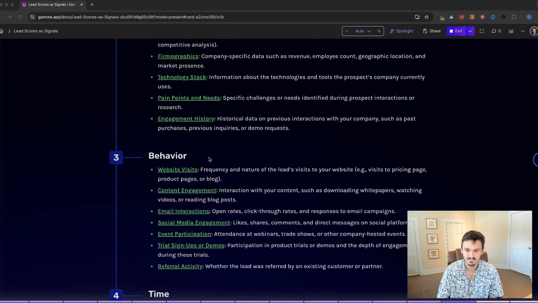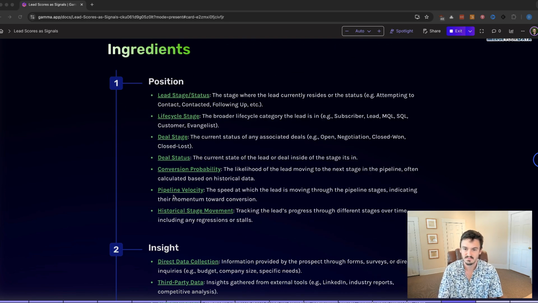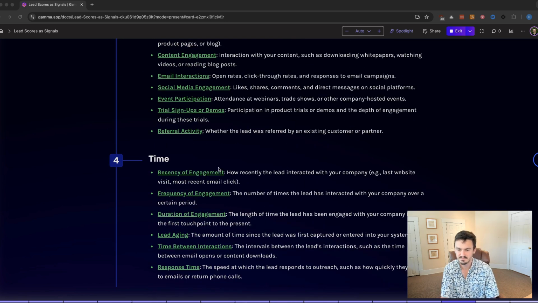So this can be a little confused with position categories, but time is specifically related to how long they've been in certain positions. That's pretty much the summary, I guess. Position would be where they're actually at in a timeline or in some type of journey. Time would be how long they've been stuck at one place or the amount of time to transition from one phase to another. So we have like recency of engagement, we have frequency of engagement, duration of engagement, lead aging, time between interactions, and response time as well.